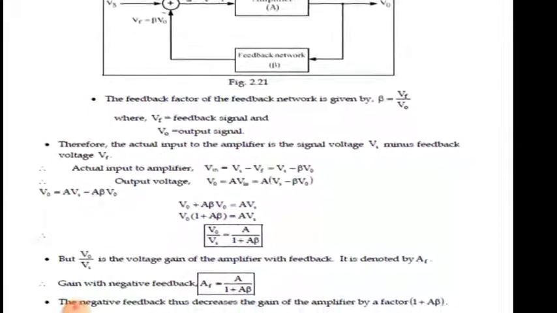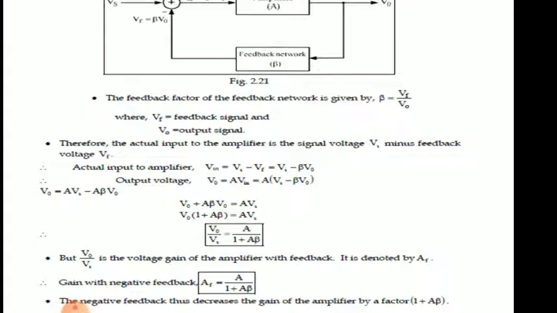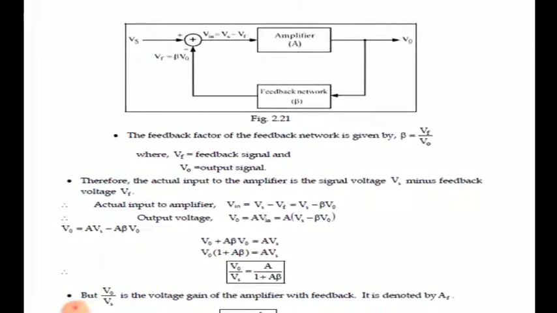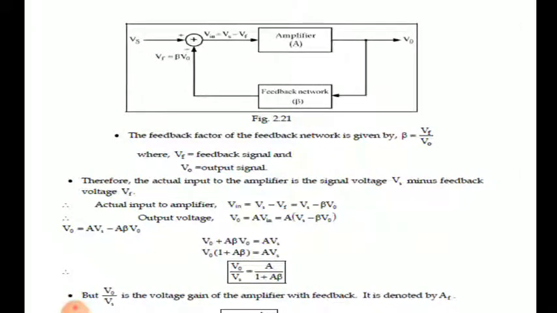By some mathematical steps, taking V output common, V output into 1 plus A beta is equal to A Vs. V output by Vs is equal to A by 1 plus A beta. Vs is the signal source to the whole network, with the feedback network. Vs is the input to the total network, and Vin is the input to only the amplifier.